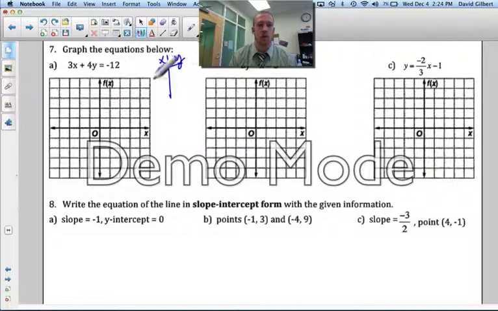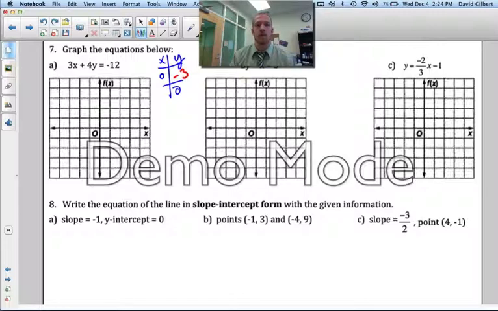So x, y, we have 0 for the x, 0 for the y. So if I plug in a 0 for the x, that's like 3 times 0, which basically disappears because that's just 0. So I'm solving this equation. 4y equals negative 12. So that's a negative 3.